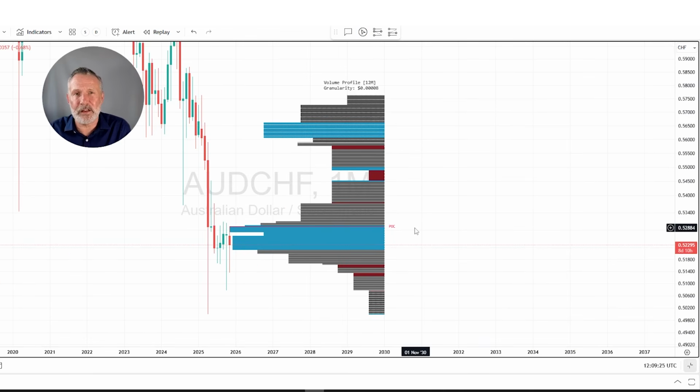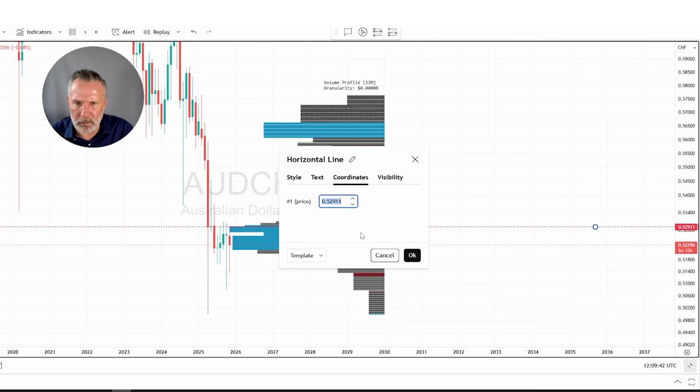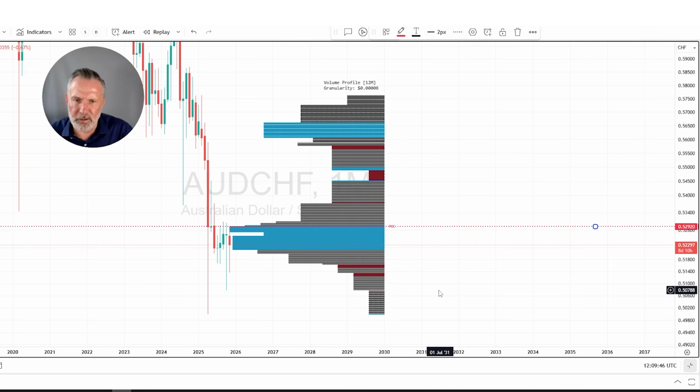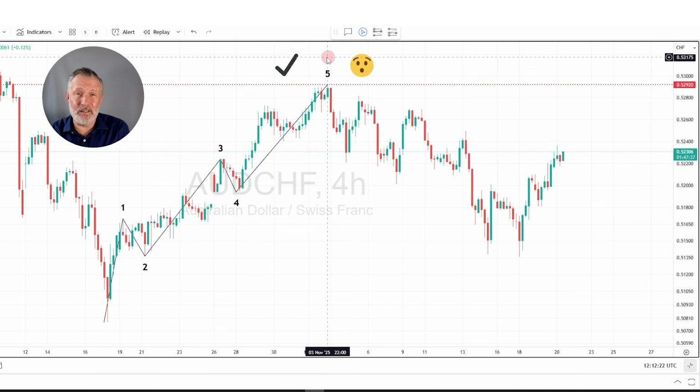This is a past example of using the 12-month point of control. I like to hover over the chart to highlight the exact level. I then use the sinking tool and a horizontal line to draw a level on my charts. This one is 0.5292. This is the exact level that the rally was exhausted on November the 3rd.